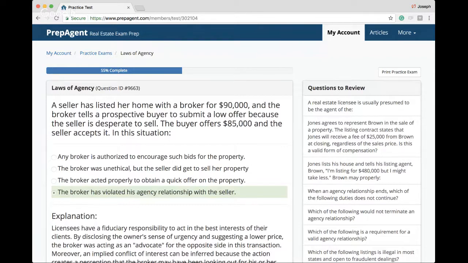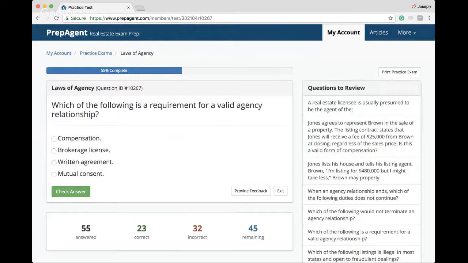Okay, moving right along. Which of the following is a requirement for a valid agency relationship? A, compensation. B, brokerage license. C, written agreement. Or D, mutual consent.